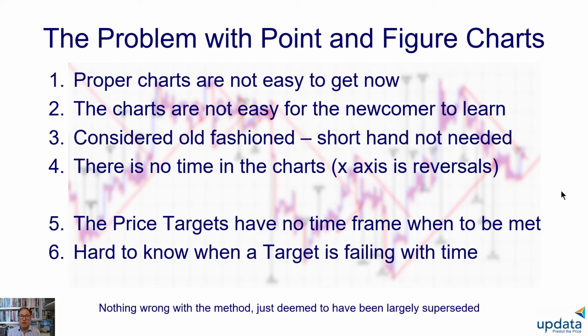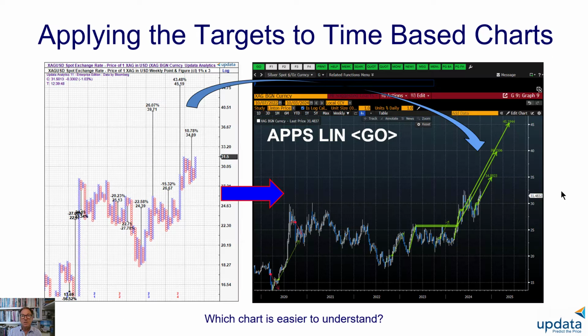There's no time in a point and figure chart. The x-axis is actually reversals, where you reverse into a new column when you do that reversal. So there's no time frame on when the target might be met, and that's what these price targets on the Bloomberg are really designed to help you address. And one of the things that's come out of this is it's hard to know when a target is failing with time, and that's something that we can now see with these new targets on time-based charts. So there's nothing wrong with the method, it's just deemed to have been largely superseded.